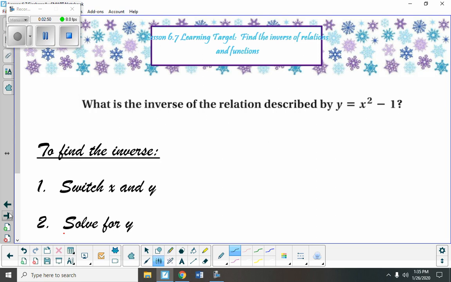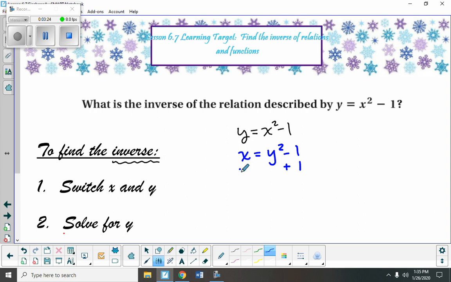What is the inverse of the relation described by y equals x squared minus 1? So this is going to be a function, and we want to find the inverse. The process that you want to follow, which isn't real difficult, is you just need to remember when you see inverse, switch the x and the y in the equation, and then solve for y, and that will give you the inverse. So let's switch the x and the y. Where there's a y, write an x. Where there's an x, write a y. And now solve for y.